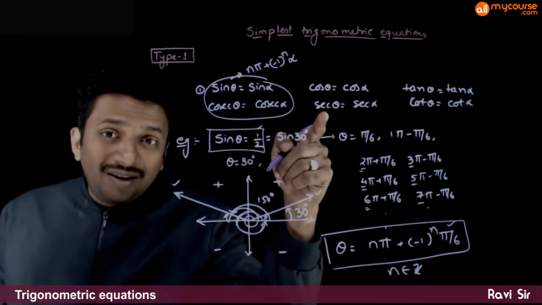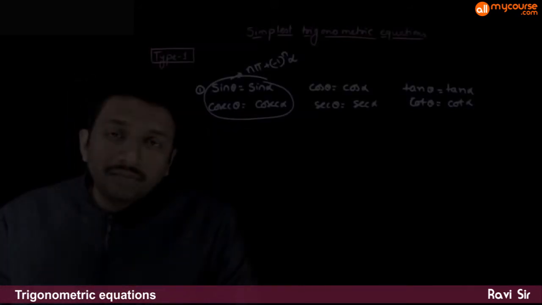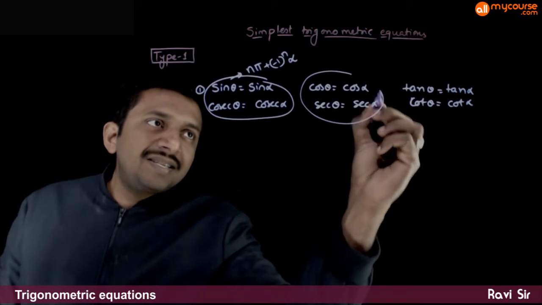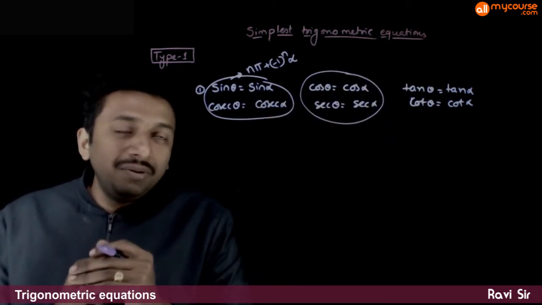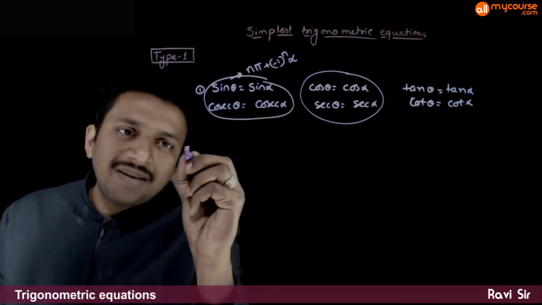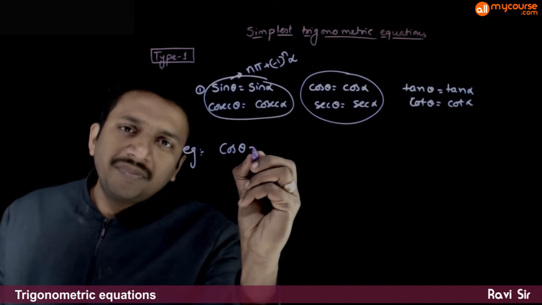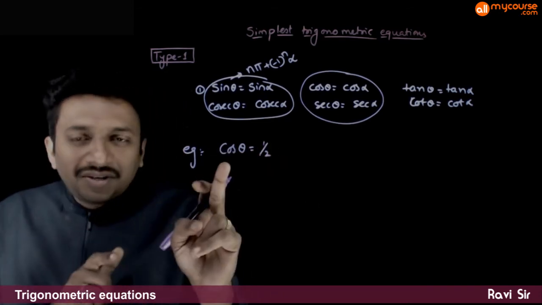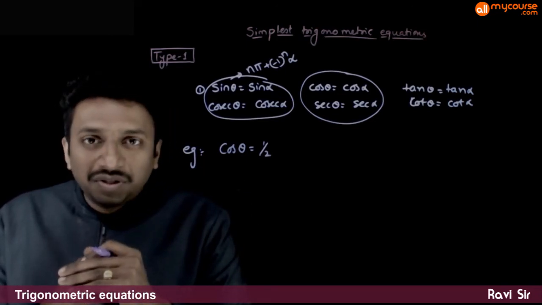Let us look at how things work for cos theta is equal to cos alpha. To analyze the solution for these types of equations, cos theta is equal to cos alpha, secant theta is equal to secant alpha, let us take an example again. Let us try to solve cos theta is equal to half. What is the general solution for this equation?